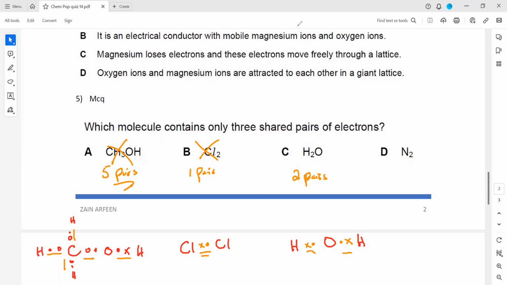But in N2, nitrogen belongs to group 5. Group 5 share 3 electrons. So each nitrogen share 3 electrons. So this nitrogen share 3. The other nitrogen will also share 3. So 1, 2, and 3 pairs are there. So this is having 3 pairs. And that's the question. Which molecule contain only 3 pairs of electrons, like shared pair of electrons? That's why D is the right answer. Is this clear? Question 5.